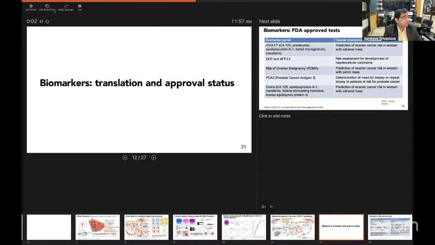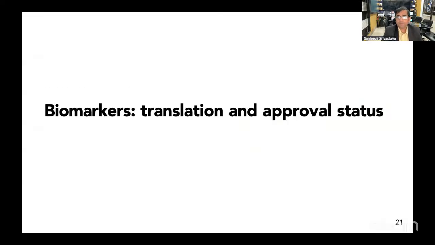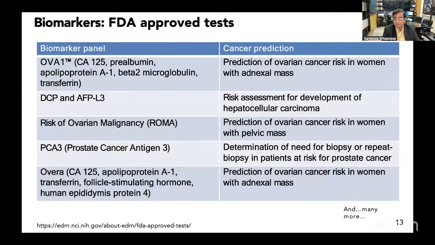So, just for all the participants, I think you will be curious, after doing all this hard work, where do we stand on some of these markers reaching clinical testing, right? What has been more recent success for a panel of biomarkers? For example, if you look at OVA1, this includes 5 proteins: CA125, prealbumin, apolipoprotein, beta-2 microglobulin, and transferrin. Based on this, it is already FDA approved that one could decide that there is a sufficient ovarian cancer risk in women with an adnexal mass.